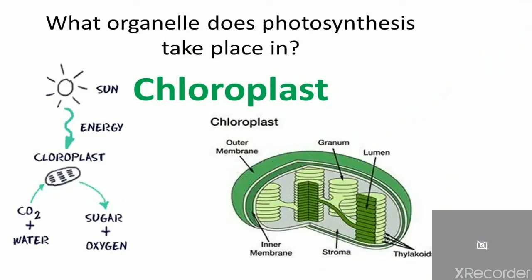Where does photosynthesis take place? Means, what organelle does photosynthesis take place in? So we learned that it is in the chloroplast. The main site where the process of photosynthesis takes place is the chloroplast. And where is the chloroplast present? It is present inside the leaves.